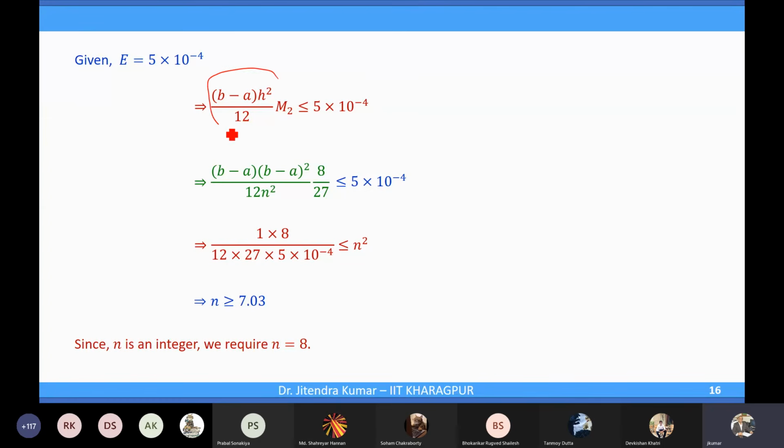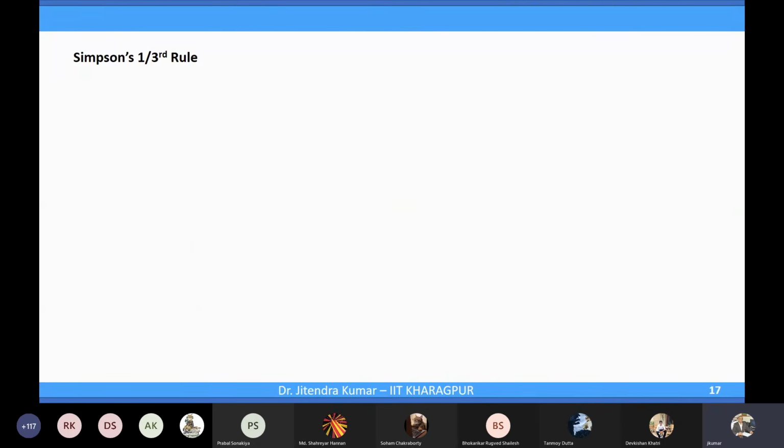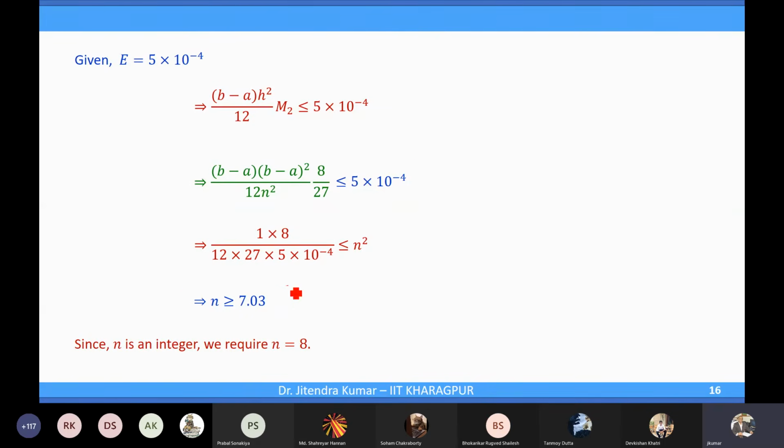Once you have this error estimate, this is your error estimate for this particular example. This is the absolute value of the error. This is the upper bound; the error in your actual calculation cannot go beyond this. Then you set this to be less than the given tolerance and compute your n. If you take n equal to 8, this will guarantee that the error is less than 5 into 10 raised to the minus 4.